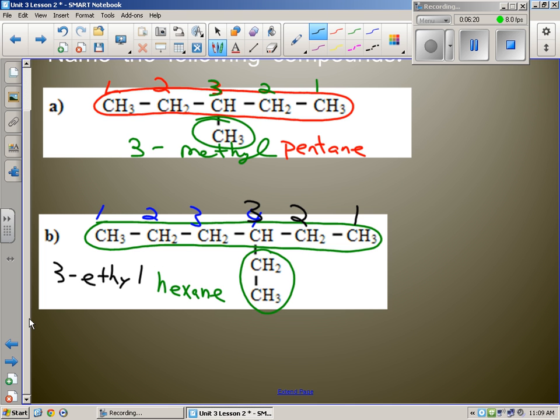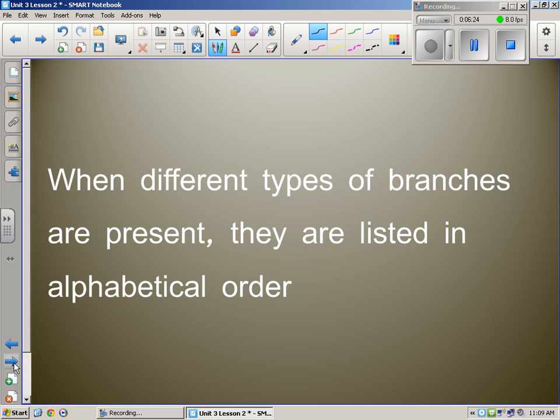Questions, anyone? Okay. When different types of branches are present, did we get this far? I don't think so. Okay, so when different types of branches are present, they are listed in alphabetical order.